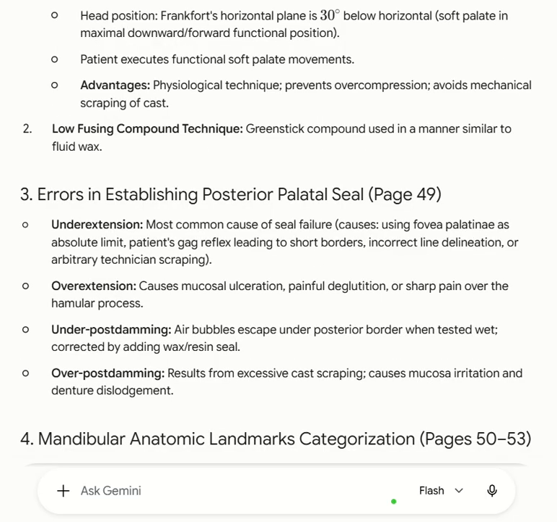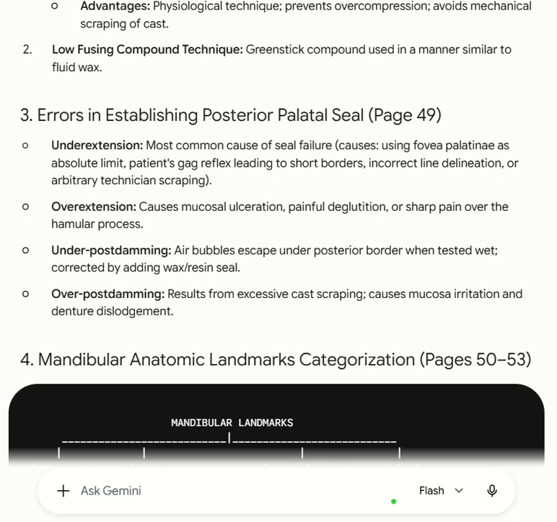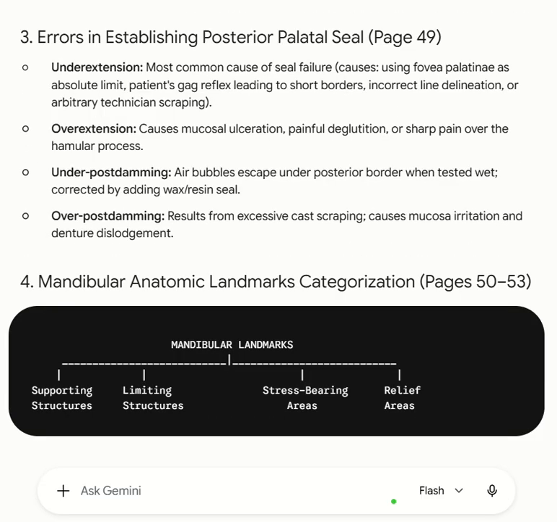3. Errors in establishing the posterior palatal seal, page 49. Underextension is the most common cause of seal failure. Causes: using the fovea palatini as an absolute limit, the patient's gag reflex leading to short borders, incorrect line delineation, or arbitrary technician scraping. Overextension causes mucosal ulceration, painful deglutition, or sharp pain over the hamular process. Under post-damming: air bubbles escape under the posterior border when tested wet, corrected by adding wax or a resin seal. Over post-damming results from excessive cast scraping, causes mucosal irritation and denture dislodgement.